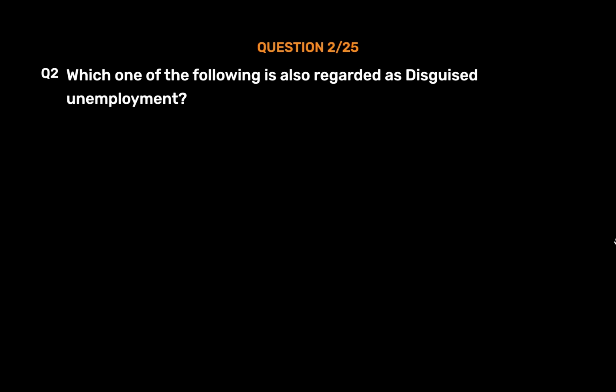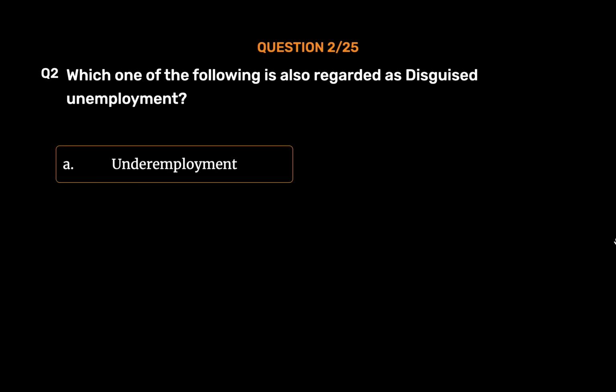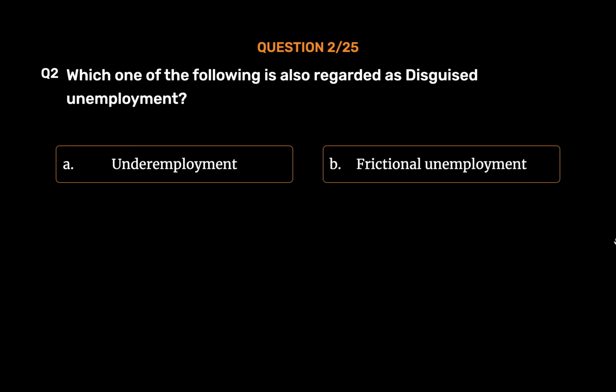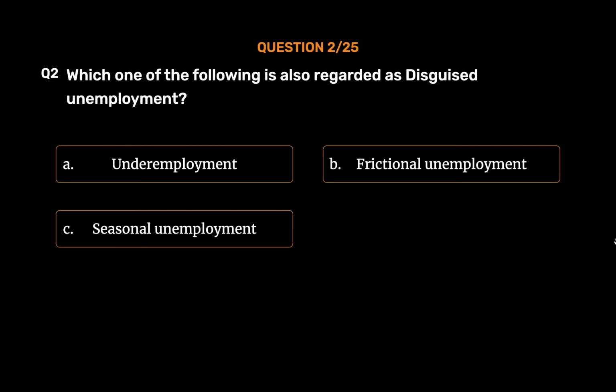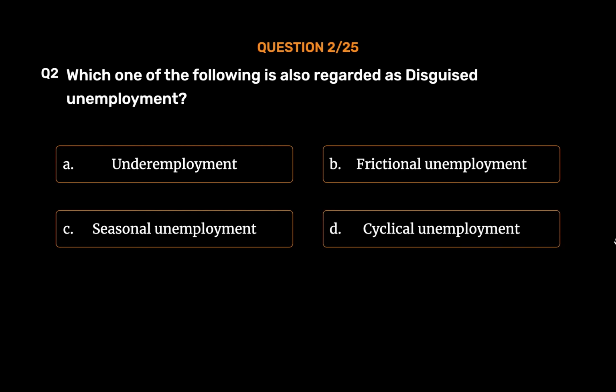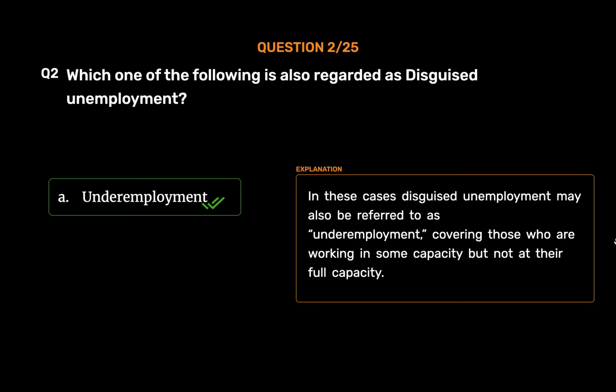Which one of the following is also regarded as disguised unemployment? Option A. Underemployment. Option B. Frictional unemployment. Option C. Seasonal unemployment. Option D. Cyclical unemployment. The correct answer is Option A. Underemployment. In these cases, disguised unemployment may also be referred to as underemployment, covering those who are working in some capacity but not at their full capacity.